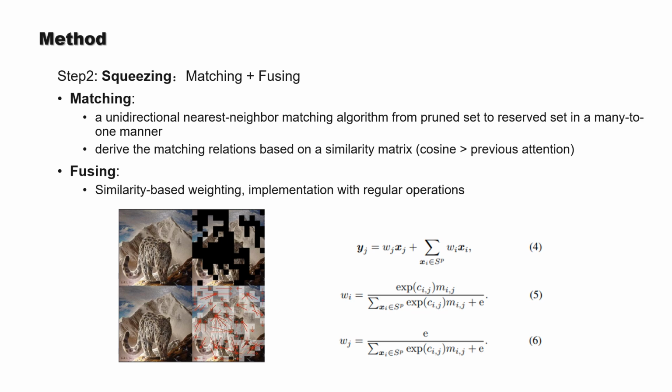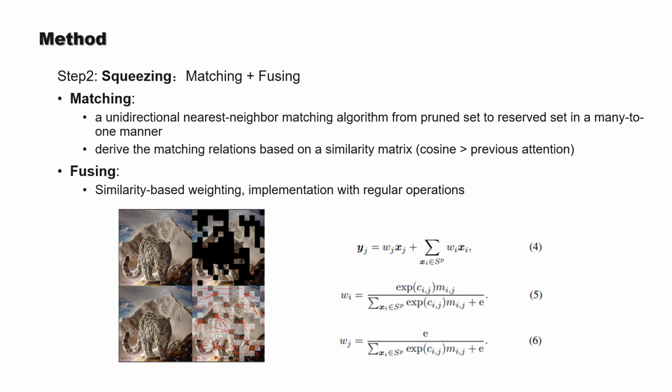For the matching step, as you can see in the left figure, that shows the real matching result of a snow leopard picture. Each pruned token matches with its most similar reserved token. So you can see it's a many-to-one way from the pruned token subset to the reserved token subset. Given the matching results, we record them in a mask for regular matrix operation.